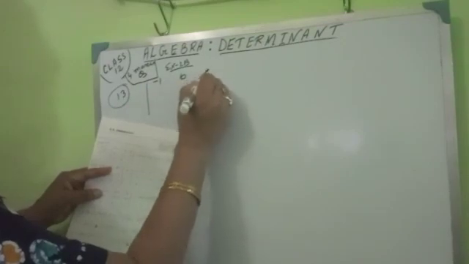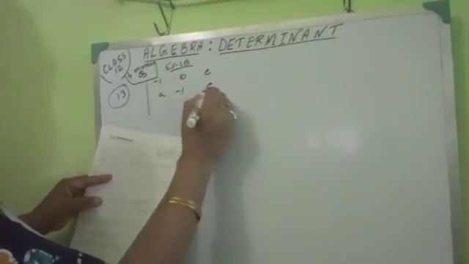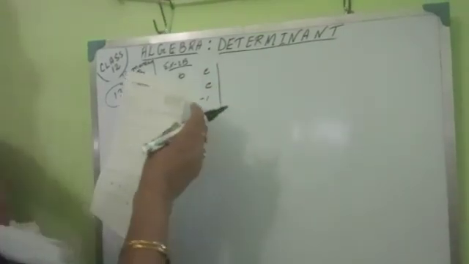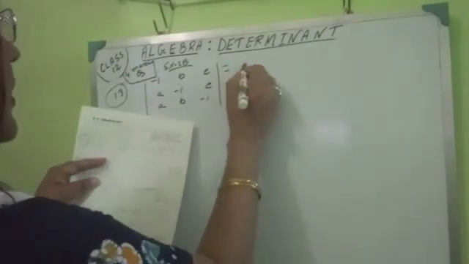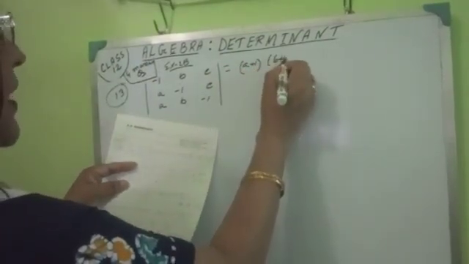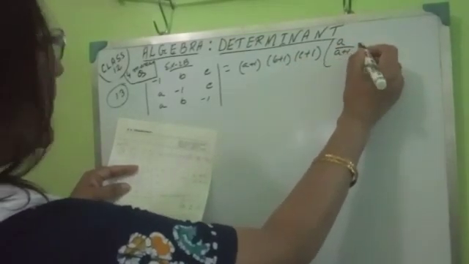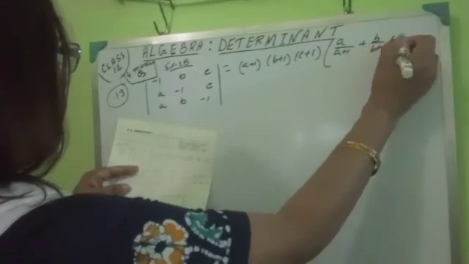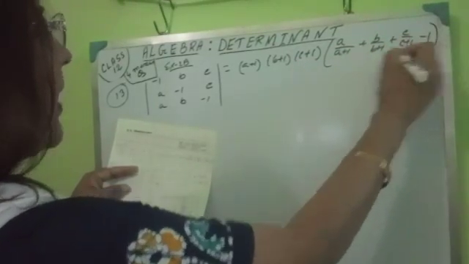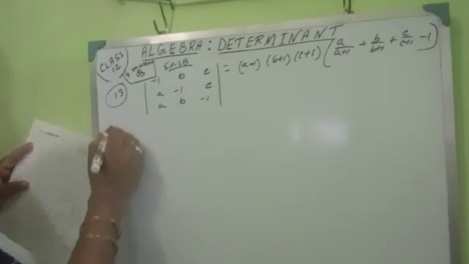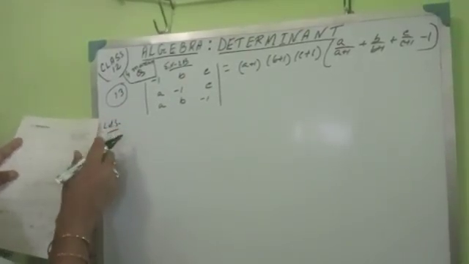The determinant with rows minus 1, B, C; A, minus 1, C; A, B, minus 1. Determinant sign, and what we have to prove? Proof is a plus 1, b plus 1, c plus 1 into, in the bracket, a by a plus 1 plus b by b plus 1 plus c by c plus 1 minus 1. This only we have to prove. Okay. Now left hand side, we will start with the left hand side. LHS. Okay.